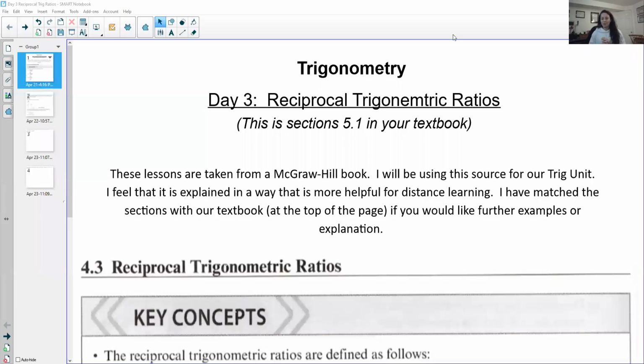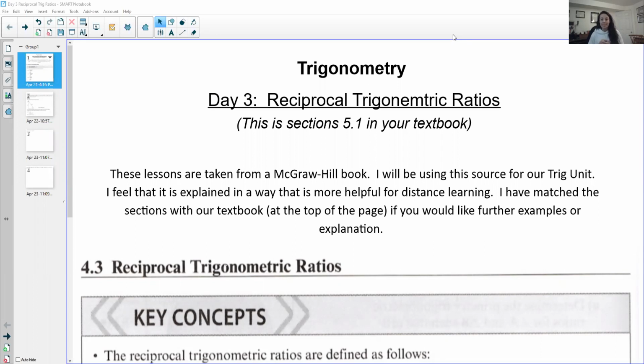Okay, guys, I know the first 2 days were a little bit weird. Today is new stuff, but old stuff at the same time. So this is one of the more straightforward lessons you're going to get. So we're looking at day 3 today. We're looking at the reciprocal trig ratios.